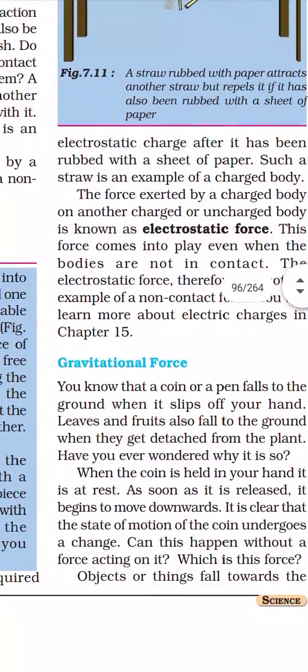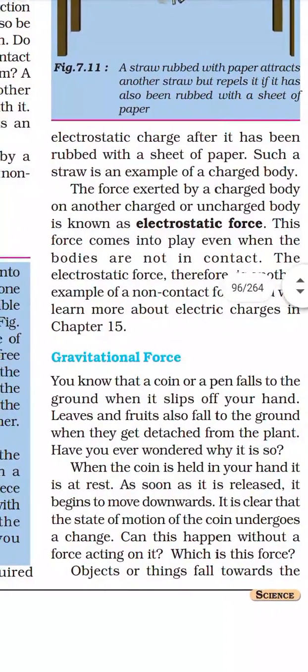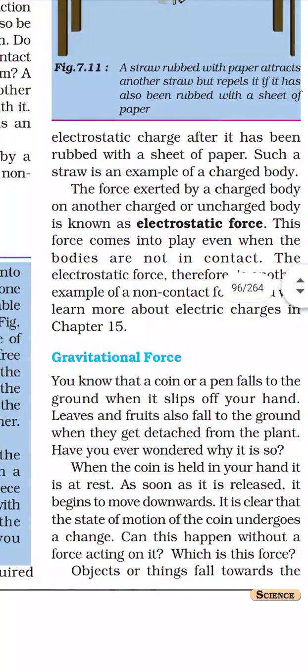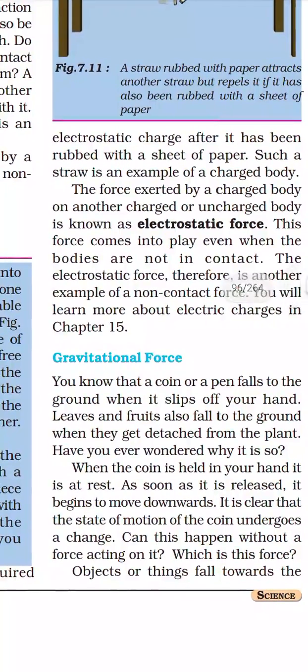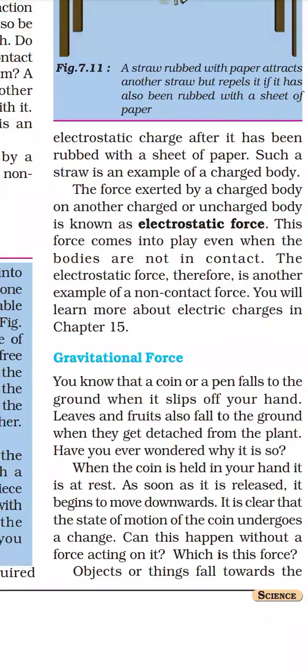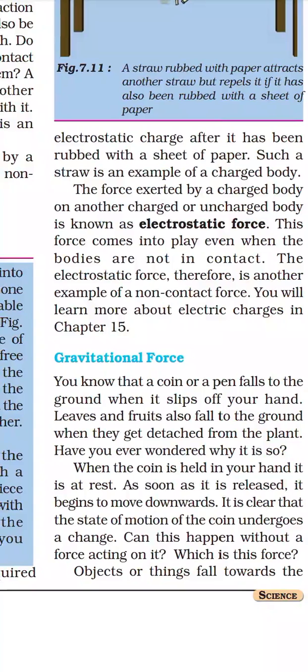Next, gravitational force. You know that a coin or pen falls to the ground when it slips off the hand. Leaves and fruits also fall to the ground when they get detached from the plants. Have you ever wondered why is it so? When the coin is held in our hand, it is at rest. As soon as it is released, it begins to move downward. This is clearly a change in the state of motion. Can this happen without a force acting on it?